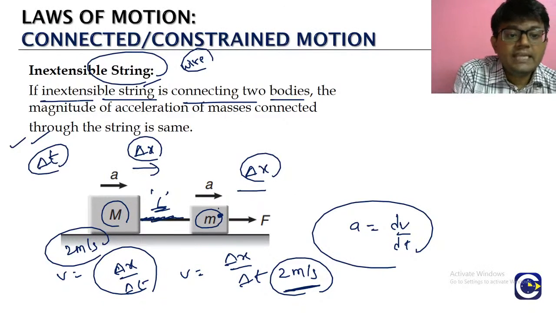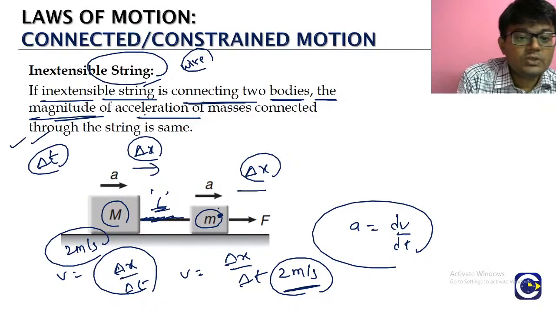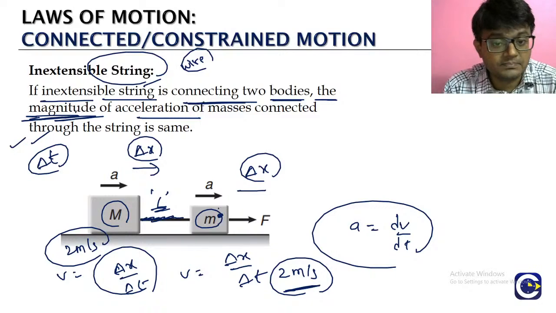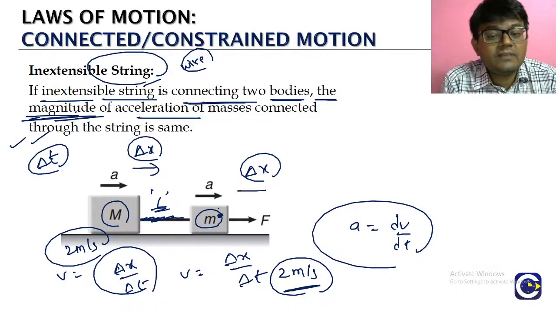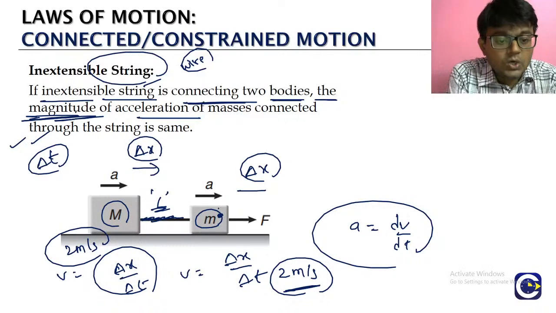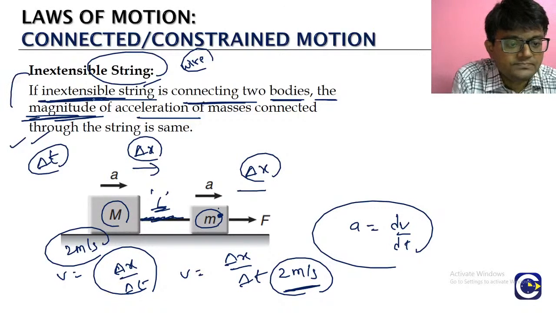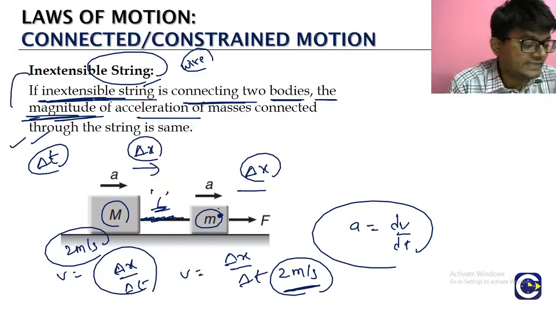So if an inextensible string is connecting two bodies, the magnitudes of acceleration are the same. Why am I saying magnitude? I'll tell you. Just focus on the word magnitude, because acceleration also has a direction. It is not required that the direction is always the same. I'll show you the example later. Direction need not be the same, just the acceleration magnitude must be the same. Otherwise we'll have the rope getting extended. If you assume that the rope is inextensible, it means if you connect two bodies by the rope, they both should have the same acceleration magnitude.